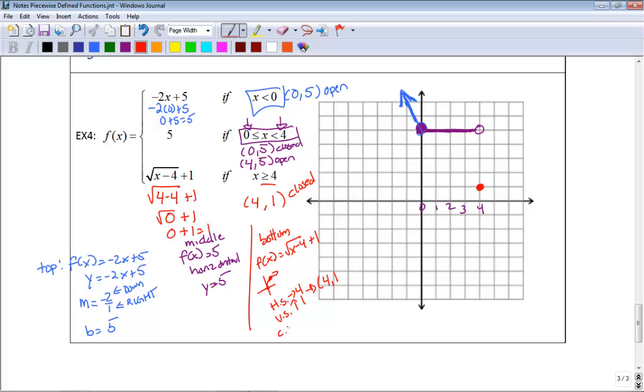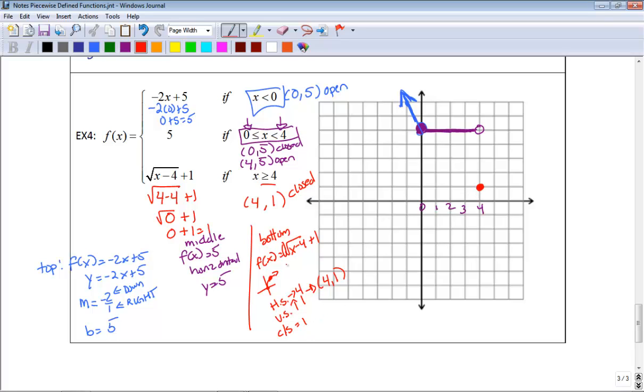Well, do I have a compression stretch? Is there a number that I'm multiplying this function by? Is there a number out here? There isn't, so I can just write 1. And again, that's going to help me find my key point. So the first thing I needed to do was plot my vertex. So my vertex was 4, 1. It's already plotted. Great. Then I need to find my key point.